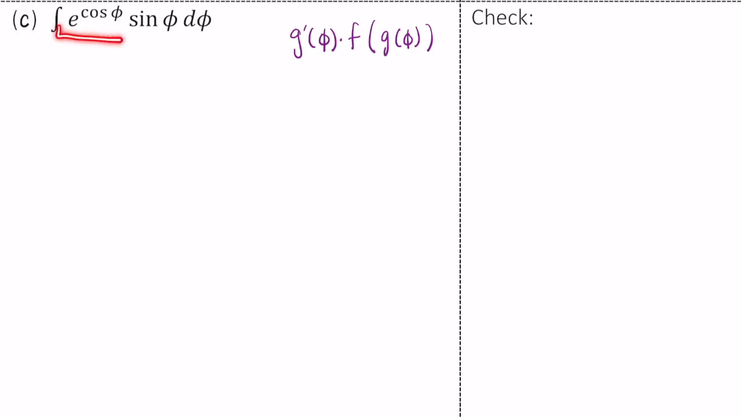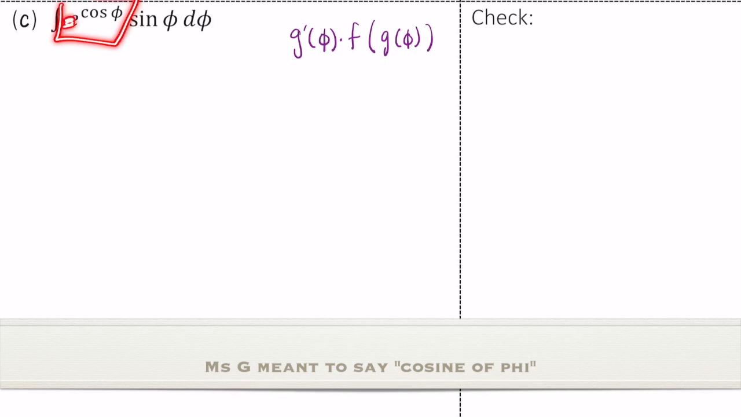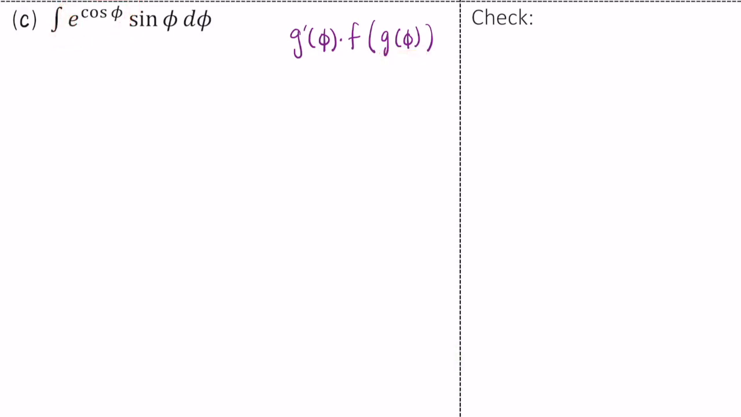Well, I see it right here. The outer function is e, so that's our f. The inner function is cosine of theta, so that's g. And now, is the derivative of cosine on the outside?